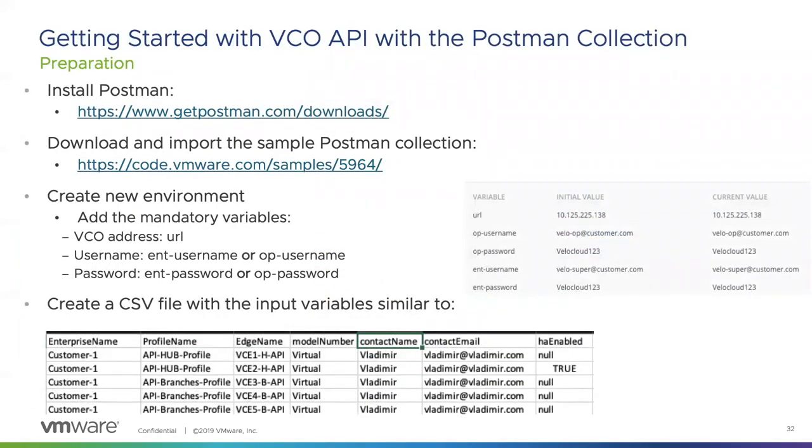I had a slide here on how you would go about setting this up. You basically install Postman, download the collection, and create a new environment. Environments are like predefined variables that can be used when you're running it. Here, mandatory would be the URL or the IP of the VCO and a username, right? And then you might need to use an operator or enterprise. And again, the file that's going to be inputting the variables.